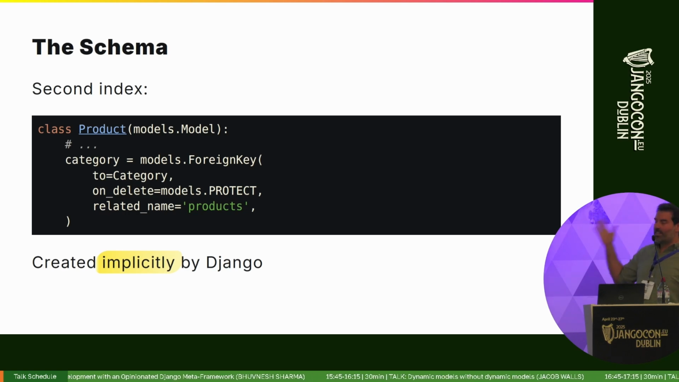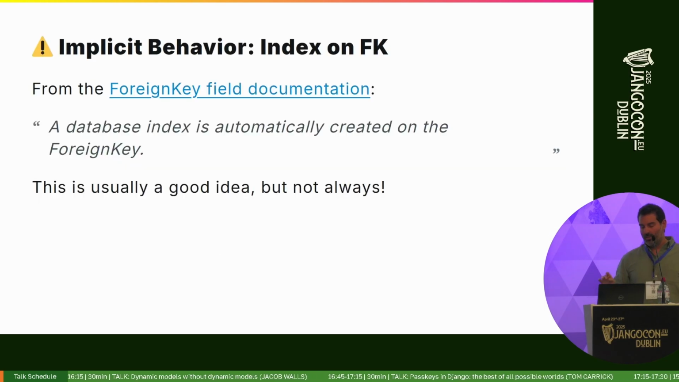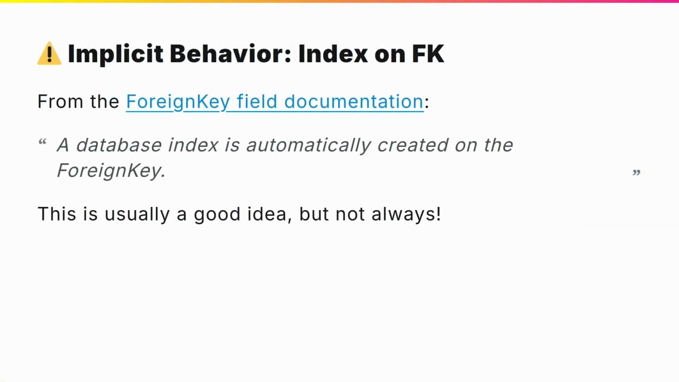So this index came when we defined a foreign key. Okay, so we also talked about this yesterday in Adam's talk. When you create a foreign key in Django, Django will implicitly add an index on this foreign key. Now, most of the times, this is a good idea. Like, this is a good default. If I had to make this decision, I'd probably come to the same conclusion. But it's not always a good idea.